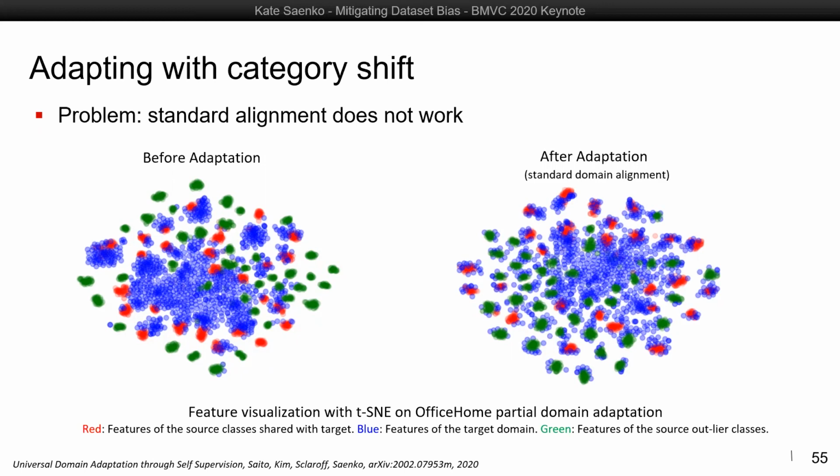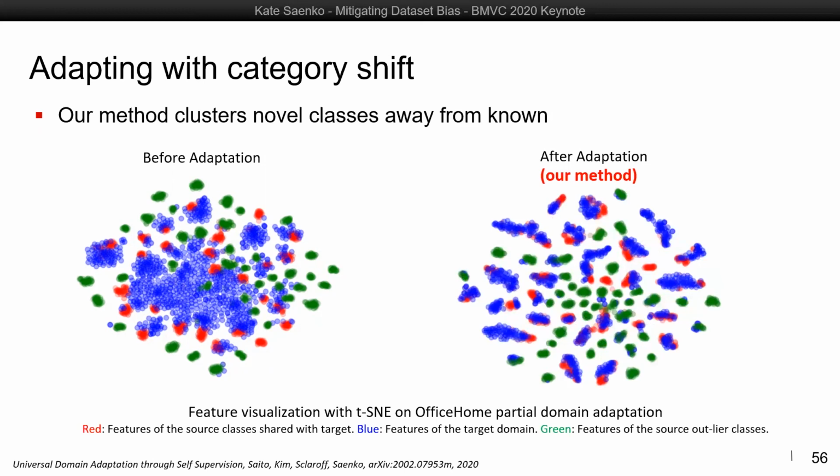So to solve this problem, we propose an approach that we call domain adaptation through self-supervision, or DANCE. And here is the resulting distributions with our method, where we can see that now we avoid catastrophic alignment of blue target points to those green source-only categories, which is the outcome we want. And we do this by both rejecting outliers in the target domain during alignment and also by using self-supervision to learn discriminative features on the target domain.